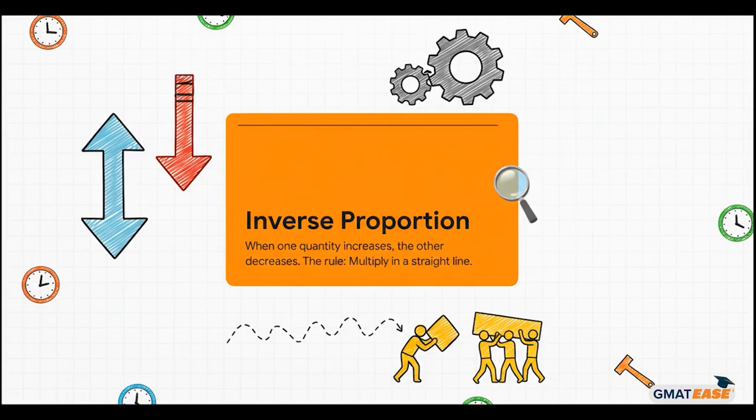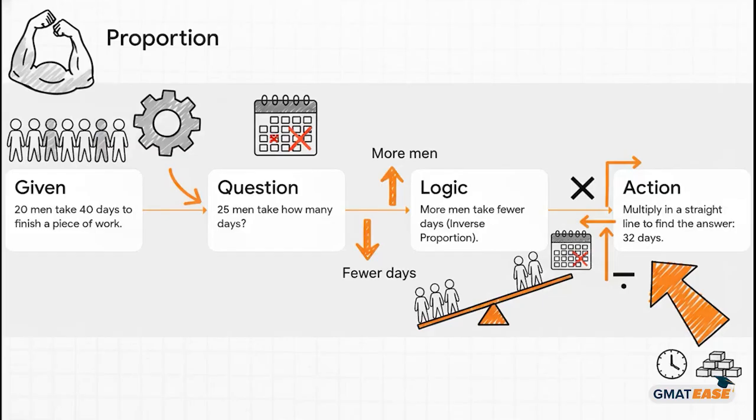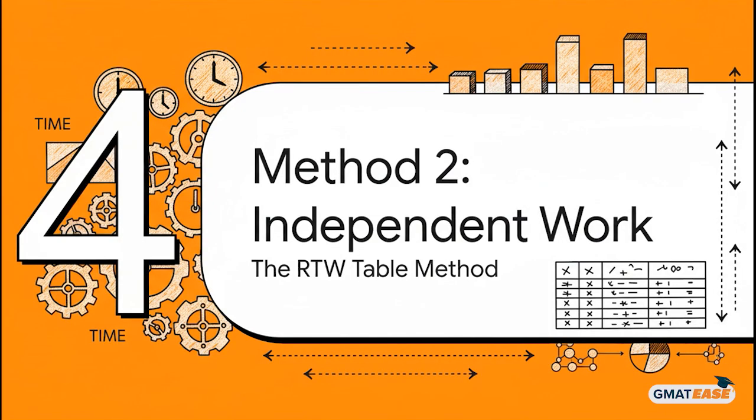The second flavor is inverse proportion. And you guessed it, this is when things move in opposite directions. As one number goes up, the other one goes down. Now for this, the rule changes a little bit. You just multiply straight across. Let's see how that works. Say 20 men take 40 days to finish a job. What happens if you add more guys? Well, the job should get done faster. More men means fewer days. That's a classic inverse relationship. So you multiply straight across, 20 times 40, and then divide by 25, and you'll find out it's going to take 32 days.